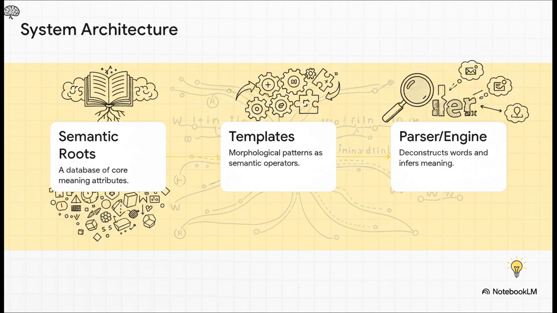And this is how that logic gets turned into an actual system architecture. You have three main parts. First, a database of all those core semantic roots. Second, a layer of those morphological templates, which basically act like pure functions that transform meaning. And third, you have a structural parser, an engine that can take any word, break it down into its root and pattern, and then logically figure out what it means. And the whole point is that this is not a black box. You can actually trace the steps it took to reach a conclusion.